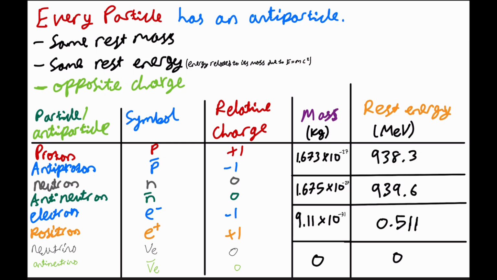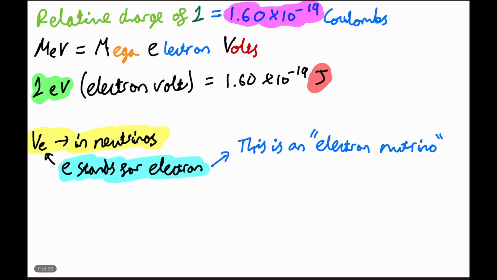So as you can see, they're the same, and this relates to the mass that they have, each of them. And as you can see, the particle and antiparticle do have the same rest mass, and they do have the same rest energy. And yeah, neutrinos have zero mass or negligible mass because we don't know yet. So when they say you have a relative charge of 1, so for example a proton is +1, an electron is -1, that is the same as 1.6 times 10 to the minus 19 coulombs.